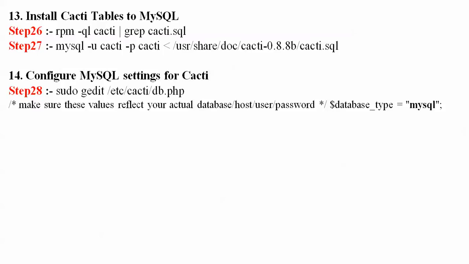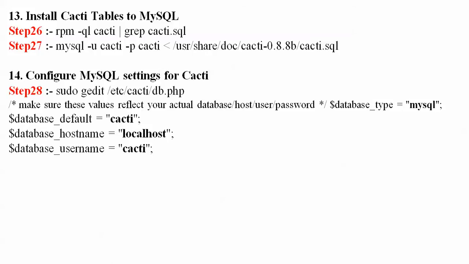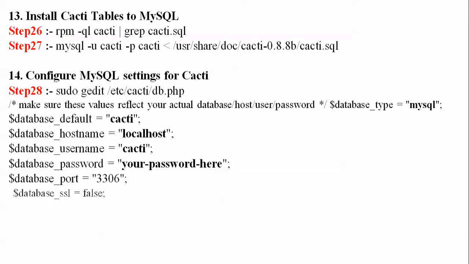In that one we are going to make sure these values are reflected: your database, your host, user and password, and the database type MySQL. That means we need to edit the configuration file database.php. We need to set cacti, localhost, MySQL, cacti again, and your password here. Exactly the same should be here. I'm going to show you this step 14 and step 13.